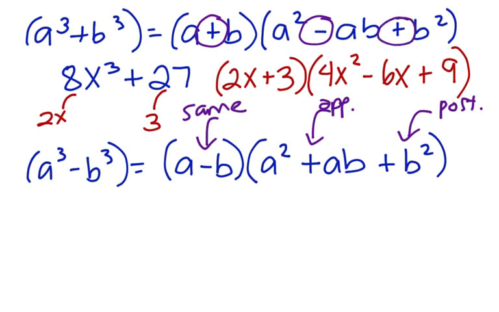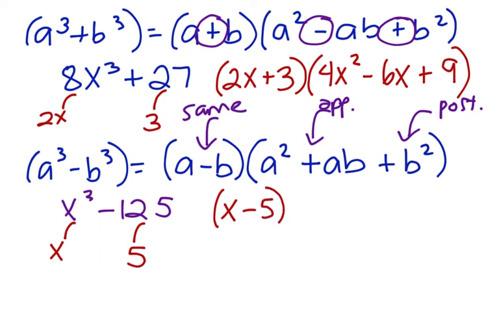So if I had the difference of 2 cubes, it would look something like this. When I cube root x to the third, I'd get x, and then when I cube root 125, I get 5. So the first parentheses, the sign stays the same. Then you square the first term, change the sign to addition, and multiply the 2 together, and then square the last term.